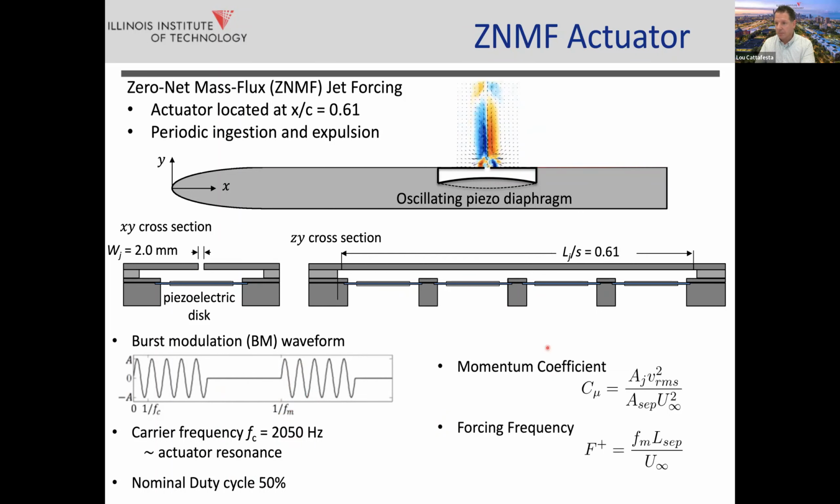You'll hear some terms that I'll use here. I've already mentioned some of these. The momentum that is injected into the flow is normalized into what's called a momentum coefficient. It's essentially characterized by the jet area and the RMS, or mean squared, velocity of the jet. And then the forcing frequency, remember I used an F plus, will be this modulation frequency, this low frequency modulation, at least in an open loop sense, normalized into a Strouhal number, which we call F plus.